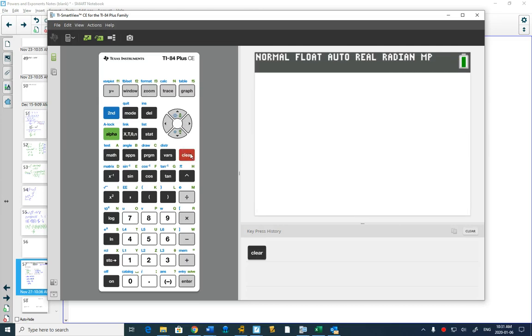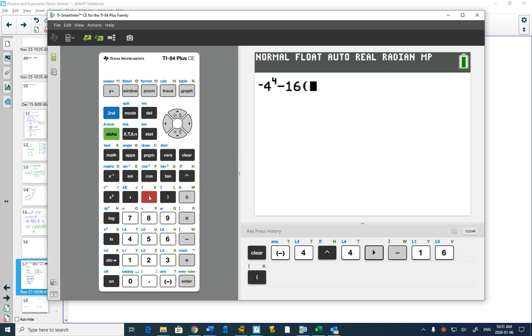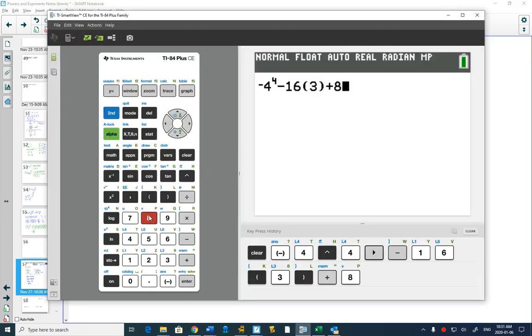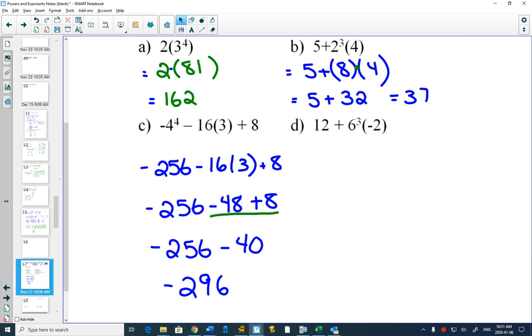So here's my screen on my calculator. The question had negative 4 to the power of 4 minus 16 bracket 3 plus 8. So notice I wrote it exactly as the question had it, with the brackets, with everything. I push enter on my calculator. It tells me negative 296. That tells me I've got my answer right.